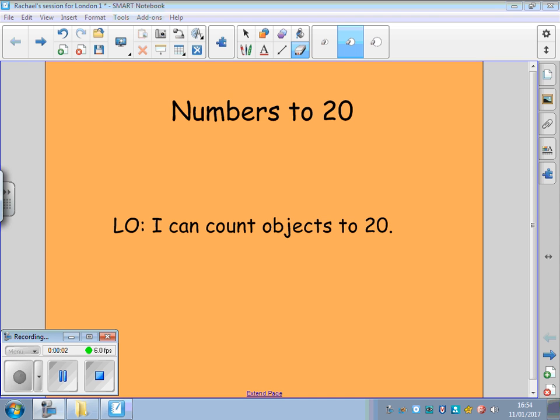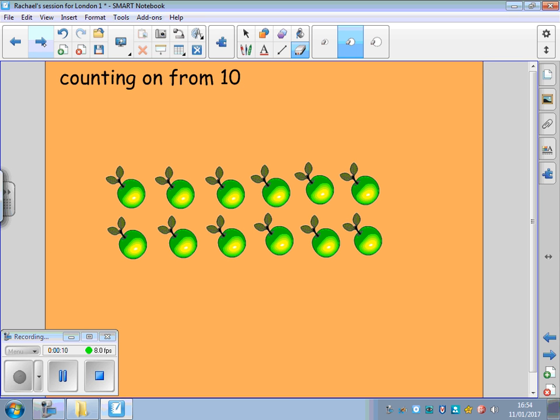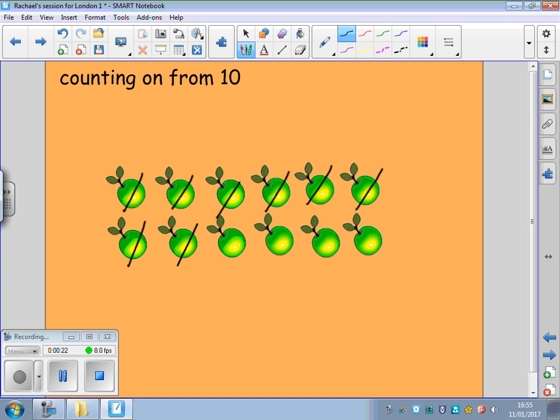Okay, so today we're going to be learning to count objects to 20 by making a group of 10, and it's going to help us recognise our teen numbers. So I've got some apples on the board, but I'm not sure how many apples I've got. I could start counting from 1. 1, 2, 3, 4, 5, 6, 7, 8, 9, 10, 11, 12. But counting from 1 takes quite a long time.